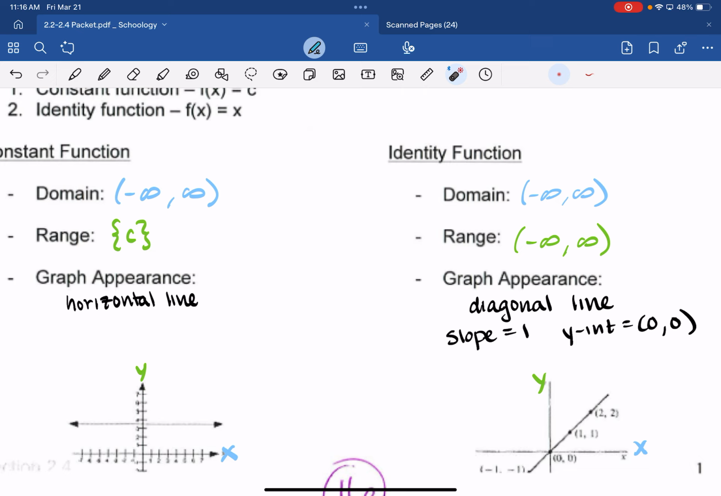Okay, the rest of them don't really. We'll just kind of describe what we see. All right, so I don't need another minute here.